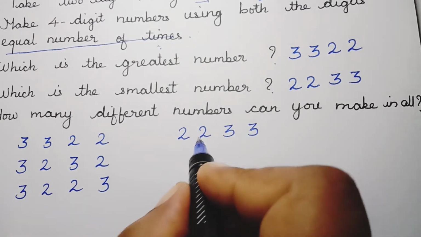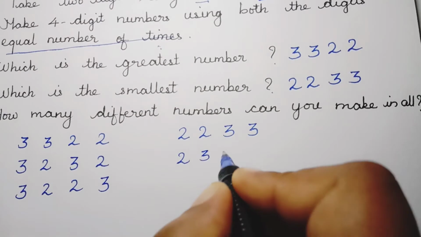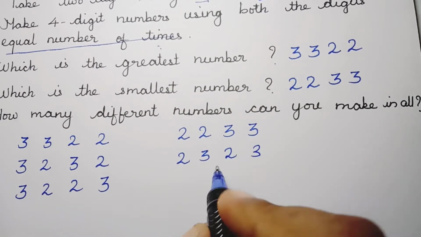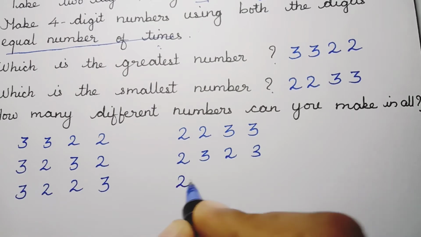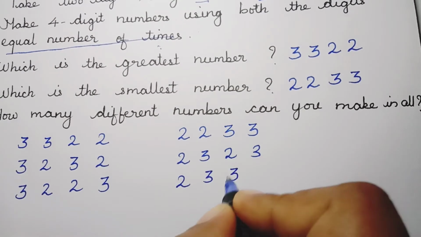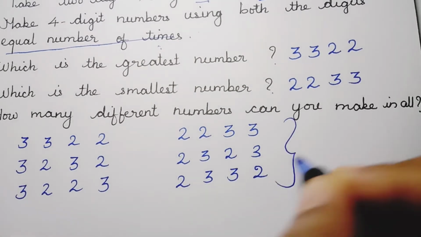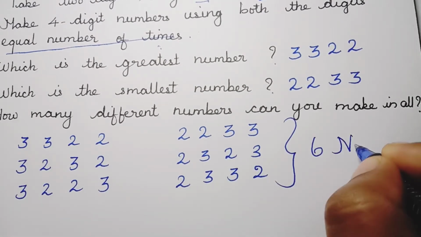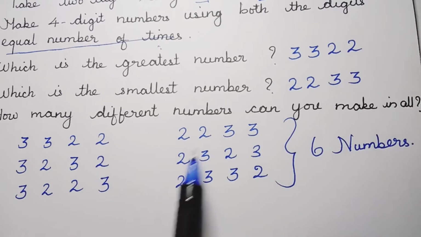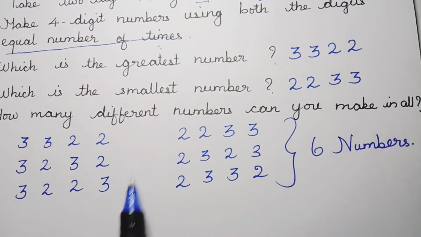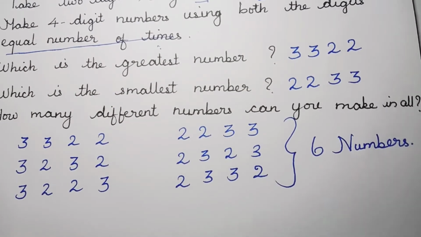Then shift the position of 2 to the next place. 2, 3, 2, 3. Then shift the position of 2 to the next place. 2, 3, 3, 2. Altogether we have 6 numbers. So how many different numbers can be made in all? Using this combination we can find 6 numbers.